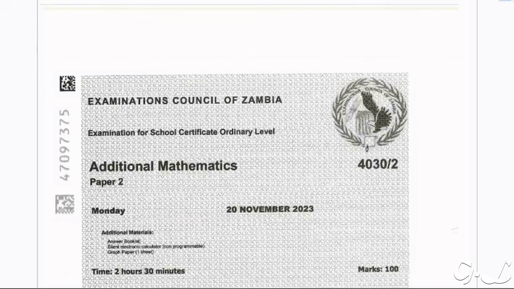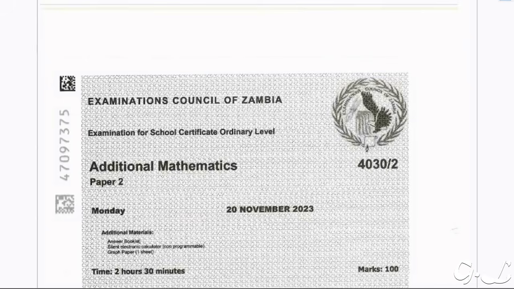We have an interesting tutorial where we shall be reviewing the 2023 Additional Mathematics Internal ECZ examination for school certificate ordinary level. Today we shall be considering question number 12 coming from paper 2 under exponential and logarithmic functions.